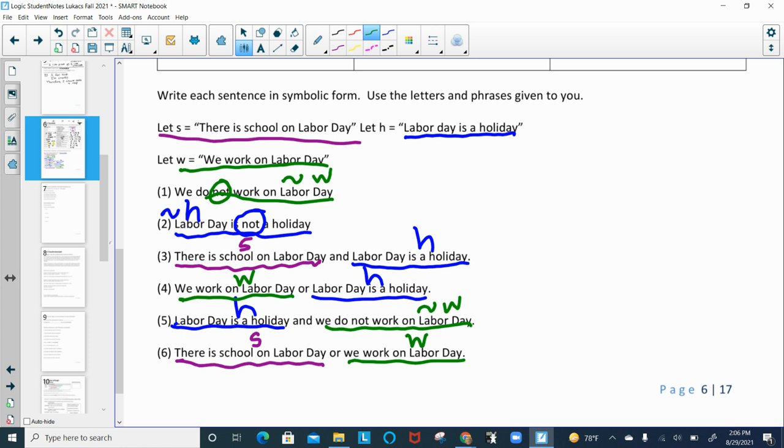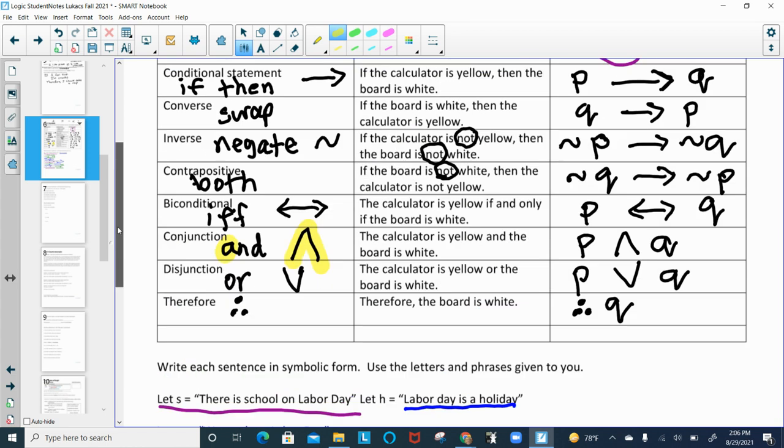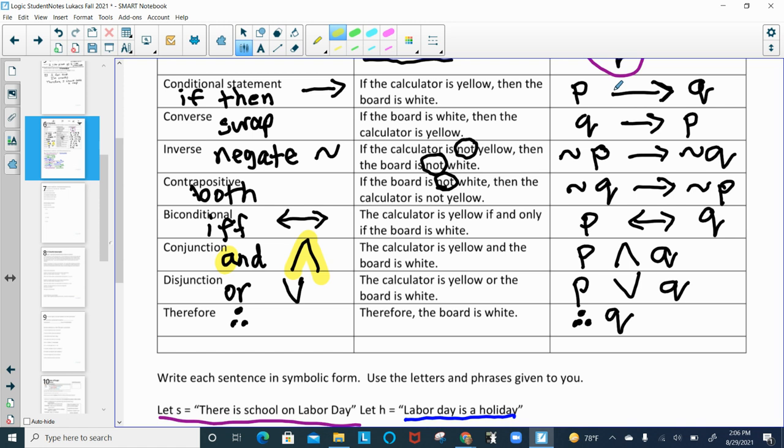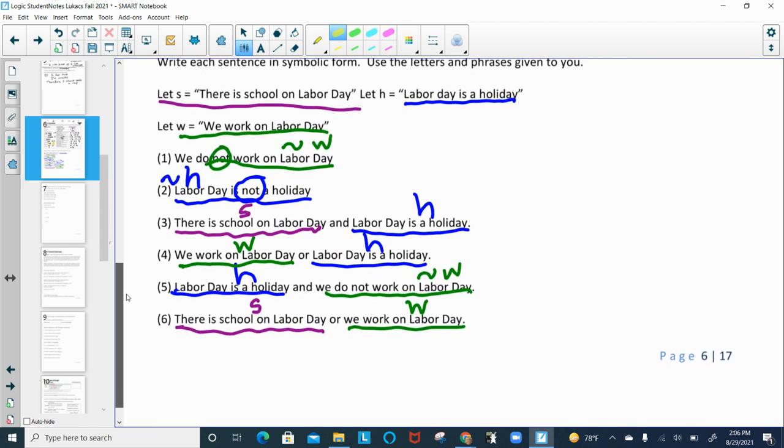So now the only thing that we need to do is go through and find, is there like a conjunction? Is there an if-then? So I like to look at them and go, do I see any if-thens? Or if and only if? And if I don't see any of those, then I know I'm not going to be using this arrow or this double arrow. Okay? So let's come down here. I'm going to use my highlighter.